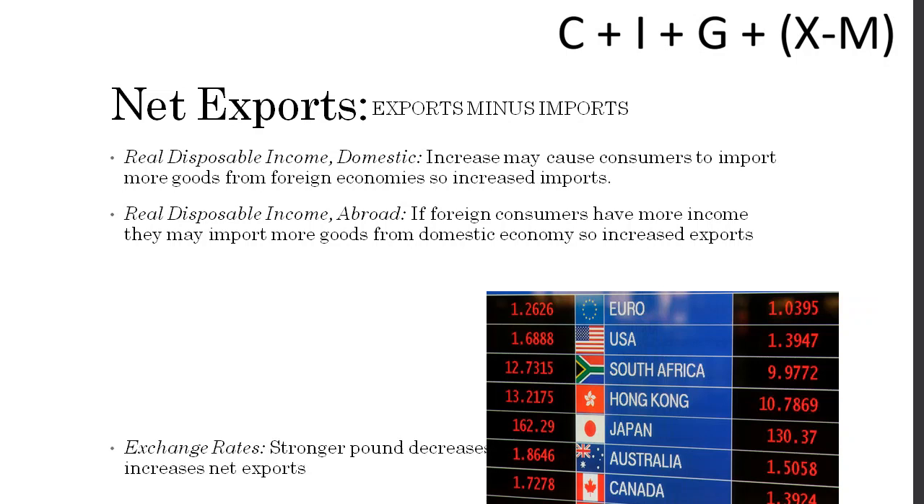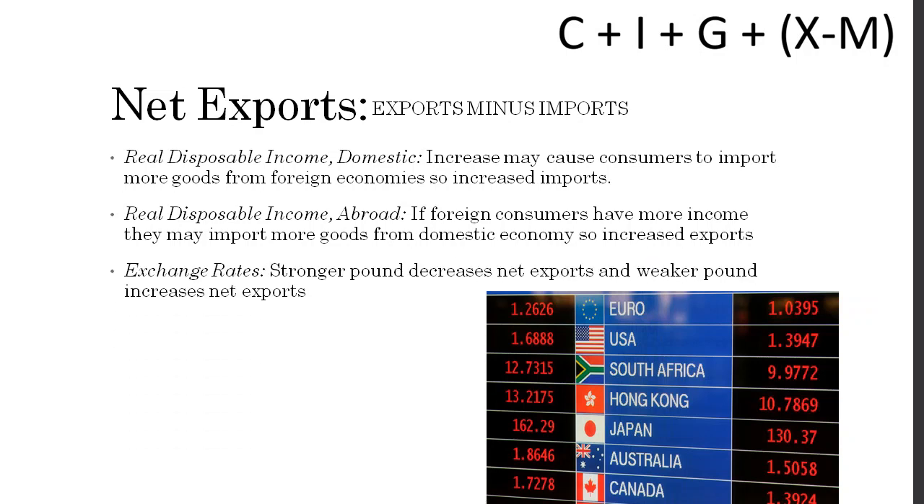The next determinant is exchange rates, which we covered in the previous slide. Trade restrictions may cause difficulty in people being able to import goods from other countries, or for other countries to import them from our domestic economy. Inflation, which is changes in price over time, may cause consumers to import goods that they would otherwise buy domestically. These factors can affect the imports and exports of an economy, and therefore affect its overall net exports.